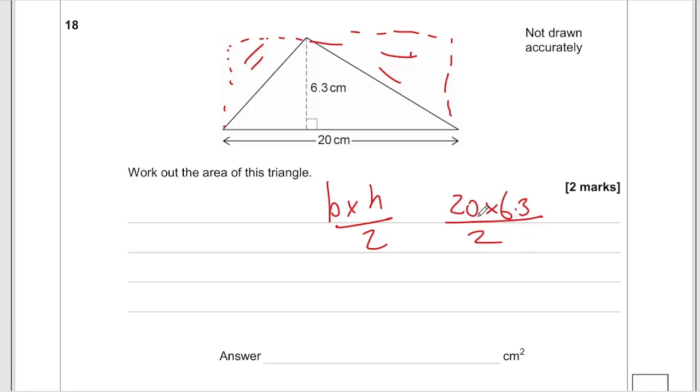Okay, so whether I times this out or whether I divide it through first, it doesn't matter. So let's times it out. 2 times 6.3 is 12.6, and then times it by the 10. So 20 times 6.3 is 126, and then I'm going to halve it, which gives me 63.